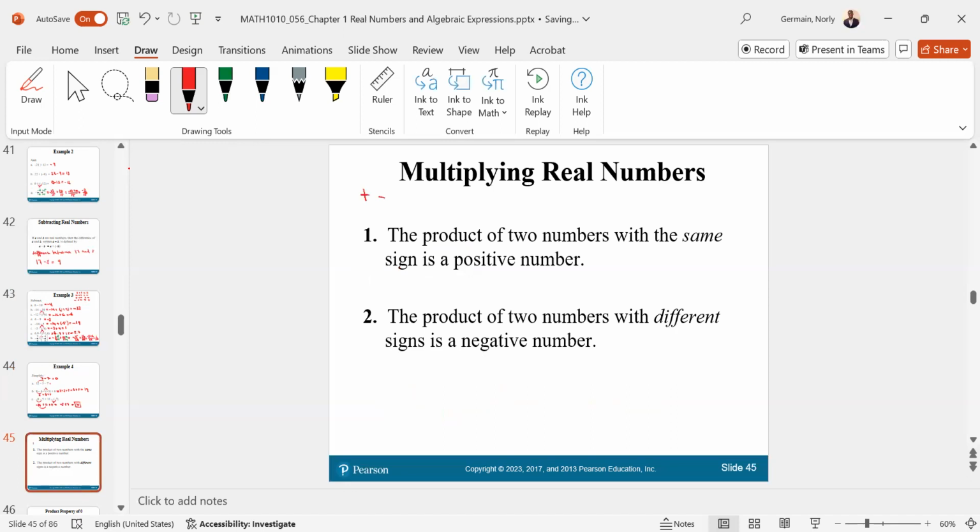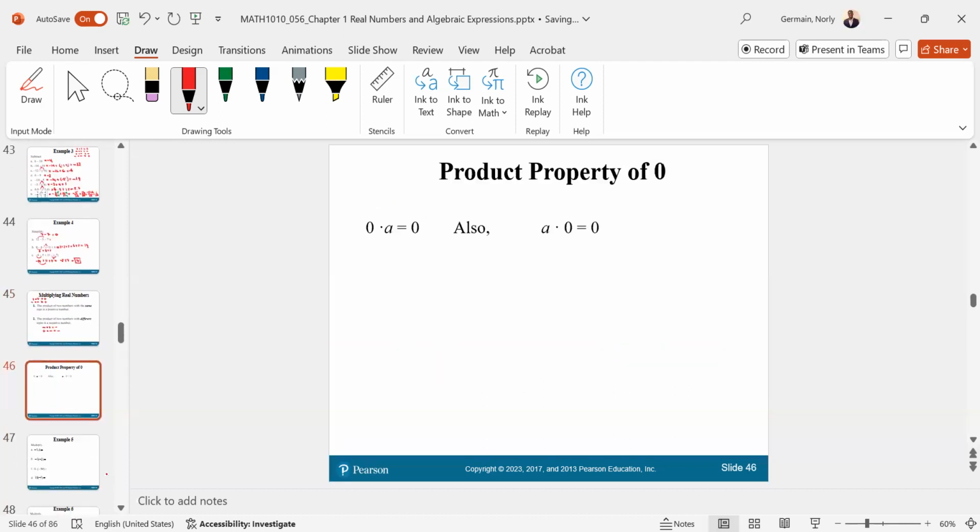When you have the same sign, a positive number times a positive number gives you a positive number. A negative number times another negative number gives you a positive number. And the product of two numbers with different signs is negative. That means if you have a negative number times a positive number, it's negative. A positive number times a negative number is negative, all right? We said product property of 0, any number times 0 is equal to 0. Any real number times 0 is equal to 0.